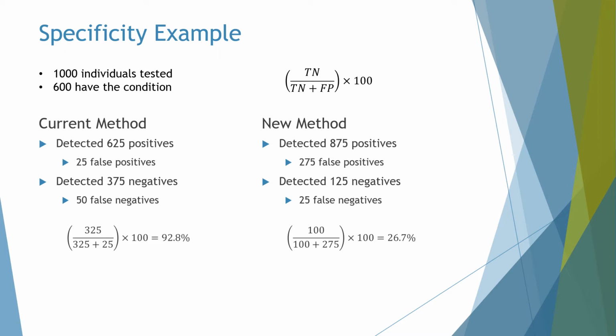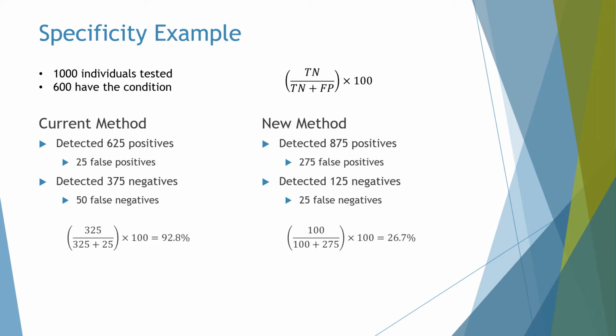And this method also detected 375 negatives. 50 of those were false negatives. Now, using this data, we can calculate the specificity of our current method. So we take 325 divided by 325 plus 25, multiply times 100, and we get 92.8%. This is a pretty good specificity, meaning our current method is pretty good at detecting true negatives.